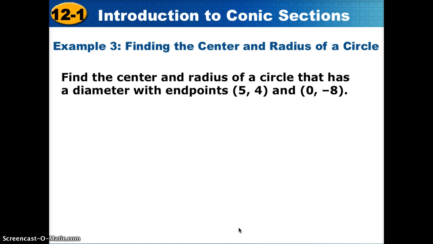Find the center and radius of a circle that has a diameter with endpoints 5, 4 and 0, -8. So think about what makes sense to do first. If you thought to yourself, well, finding the midpoint between those two endpoints of the diameter so that we can find the center, you're exactly right. So do that and turn the video back on when you're ready to check your answer with the coordinates of the center of the circle.